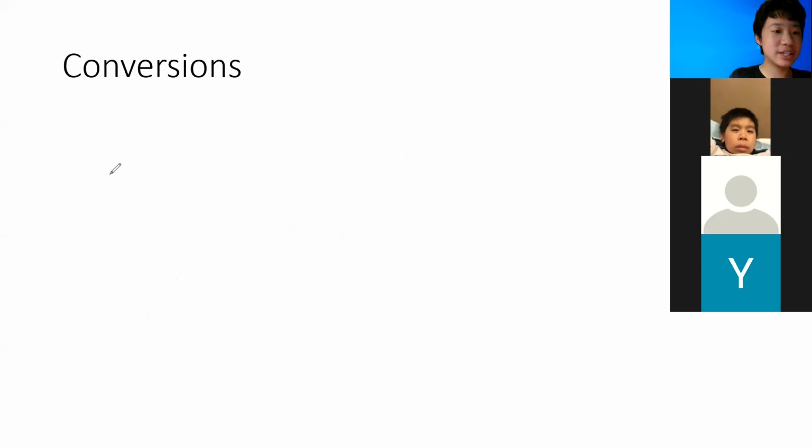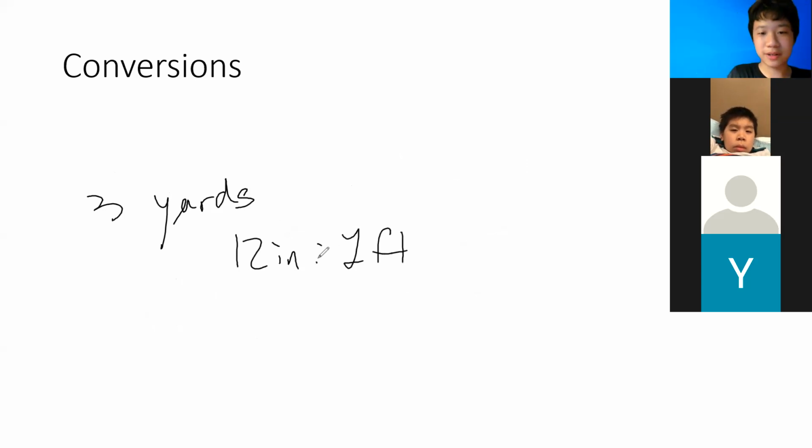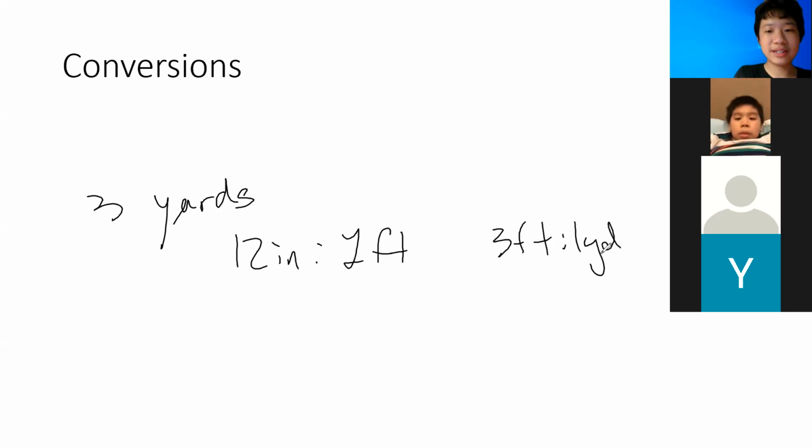Let's say, how many inches are in 3 yards? Well, we can use 2 conversion factors in this case. 12 inches to 1 foot, that's 1. And then we can have 3 feet to 1 yard. So how do we take yards into inches?